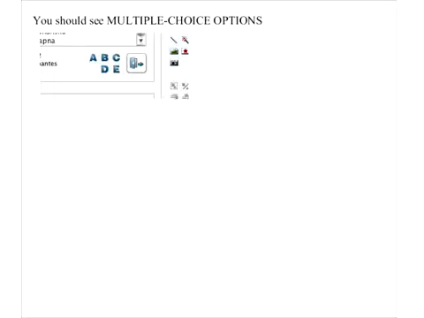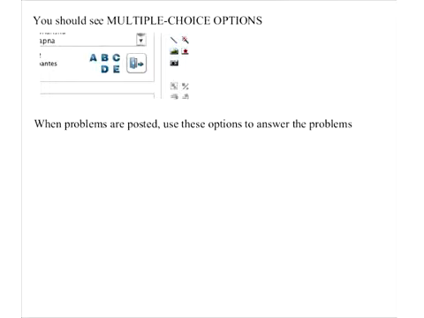When problems are posted, use these options to answer the problems. Please do not post your answers in the text box, because then the whole crowd is going to see it. We want to make sure everyone is answering the questions on their own. If you click on these options, I've hidden your responses from other users, so they're not going to see what you're picking. That's the purpose of that. Okay, everybody okay with this? Smiley face if you see these options and know where to pick your answer.